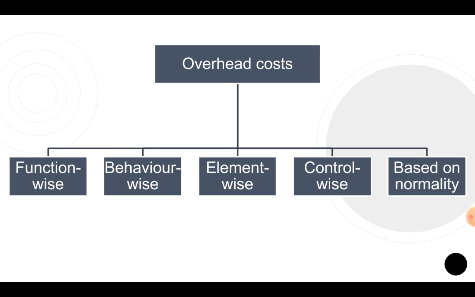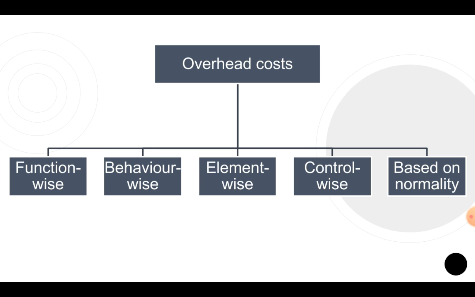Okay, so next, let's look at the classification of overhead costs. What are the different categories that they are falling into? When we're talking about overhead costs, we basically have 5 categories. You can divide them function-wise, behavior-wise, element-wise, control-wise, and also based upon the normality. However, we're only going to be learning about the classification based upon functions, behavior, and elements. Okay, we're going to learn about the first 3 categories alone.